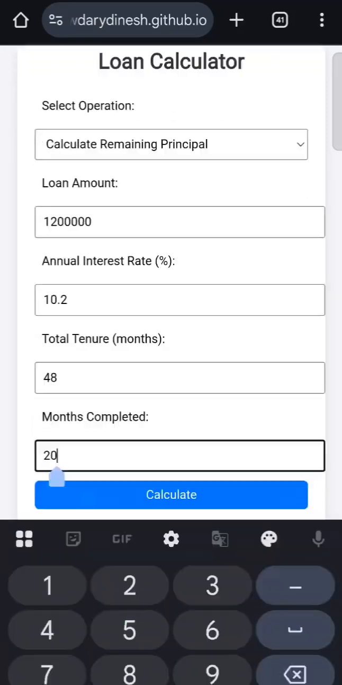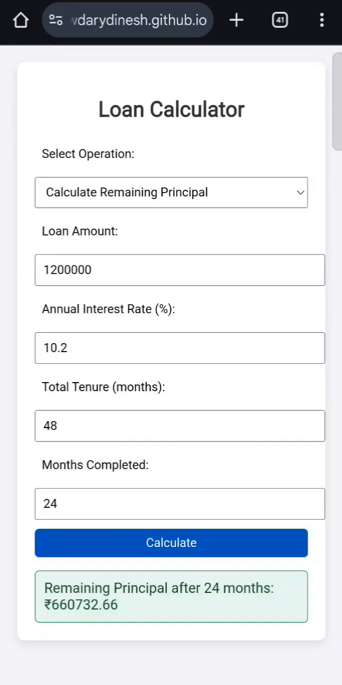If, let's say, he wants to find out after 24 months, which is half the total number of months, it's like 6 lakh 60,000, right? So this is another example.